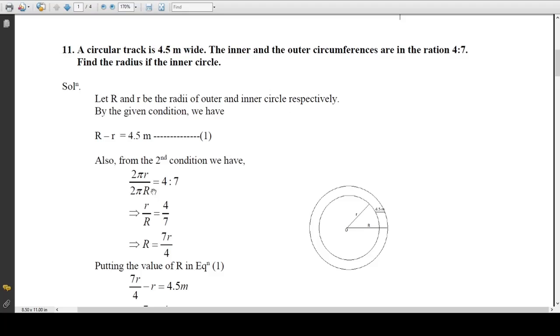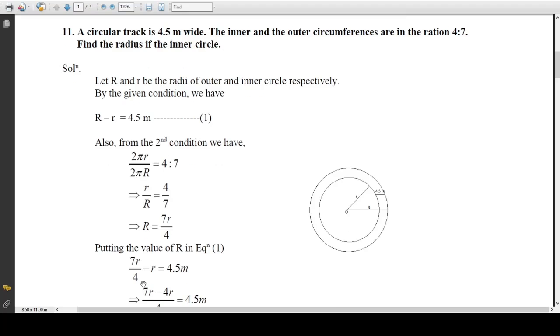And from the second condition we have that the ratio of the circumference is 4:7. Ratio of circumference means 2 pi r small by 2 pi r capital will be 4:7. Cancelling 2 pi from numerator and denominator, we will have only r small by r capital will be 4/7. Cross multiplying, you will get r to be 7 multiply R divided by 4. Now this is the capital R. You substitute the value of this R in this equation 1.